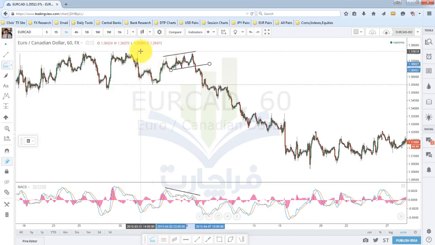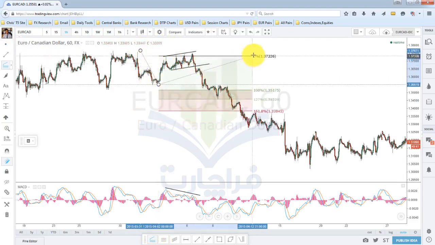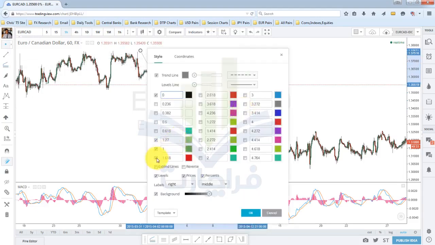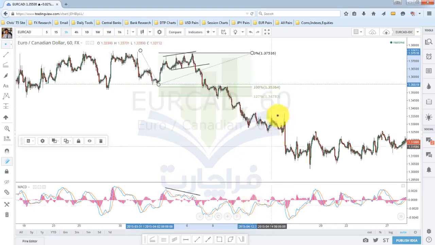We'll use our Fibonacci projection or expansion tool, okay, and we would measure from this low to this high, and we would target that equal legs 127 area. Let me move this 162 out of here so it doesn't confuse us. Here's equal legs, right here. Okay, so the equal legs would be the target.